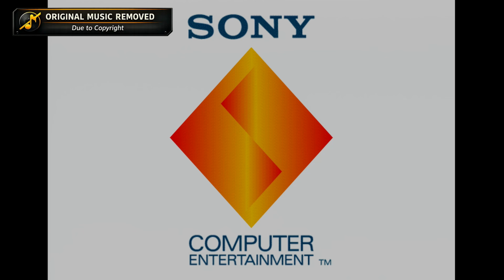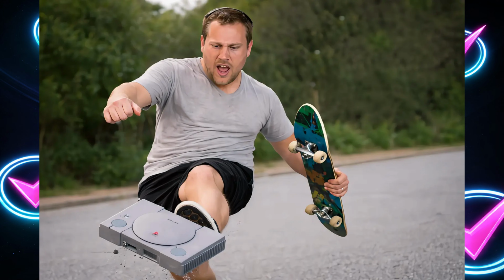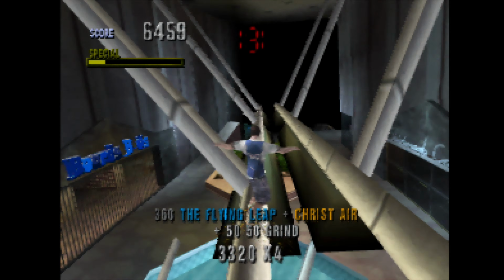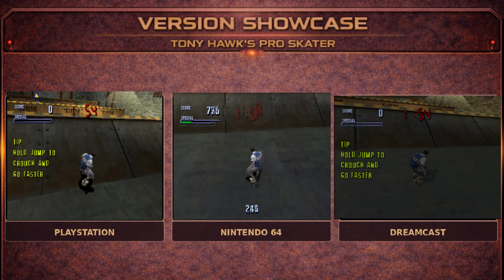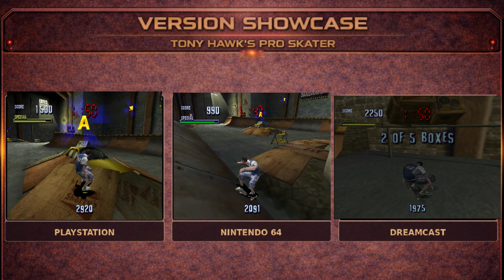This game hit at the perfect time. Skateboarding was everywhere, Tony Hawk was blowing up, and this thing felt cool the second you turned it on. Even if you never stepped on a skateboard in your life, it still pulled you in. The music, the levels, the tricks, it all just clicked. And depending on what system you had, you were actually playing a pretty different version of the game.